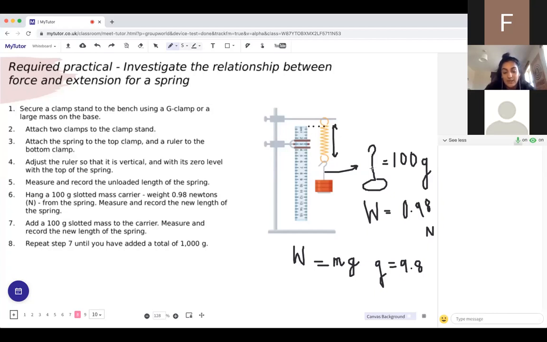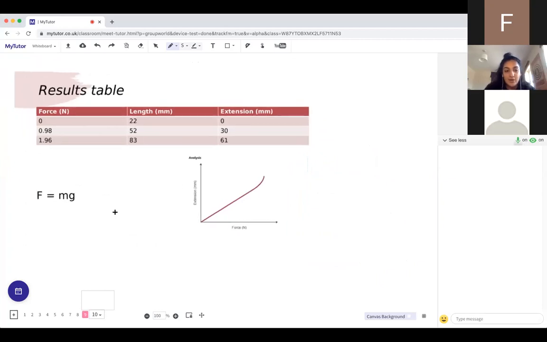We're going to keep doing this, adding masses, masses, masses, until we get to 1,000 grams. So we're going to add on 10 masses. And each time, record the new length of the spring. So we're going to get a results table that looks a bit like this.